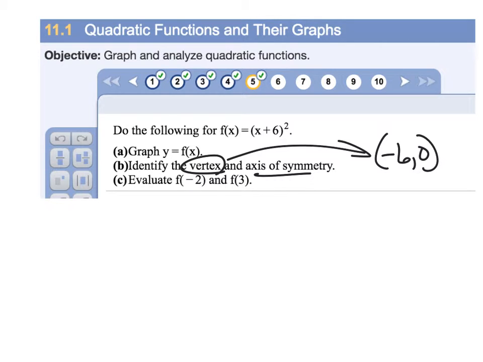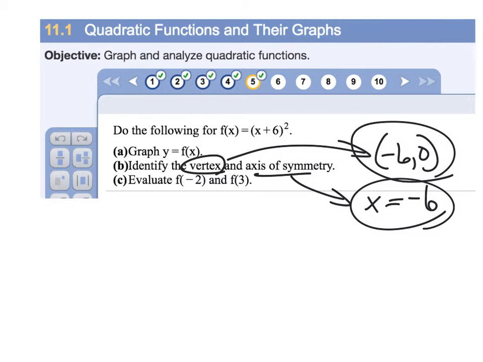What's our axis of symmetry? x is equal to negative 6. All right, so those are the two parts for part B. Of course, part A we graphed by using Desmos. There's another way we could have graphed it, and I'll ignore that for a second. And then we're going to evaluate when f is negative 2.